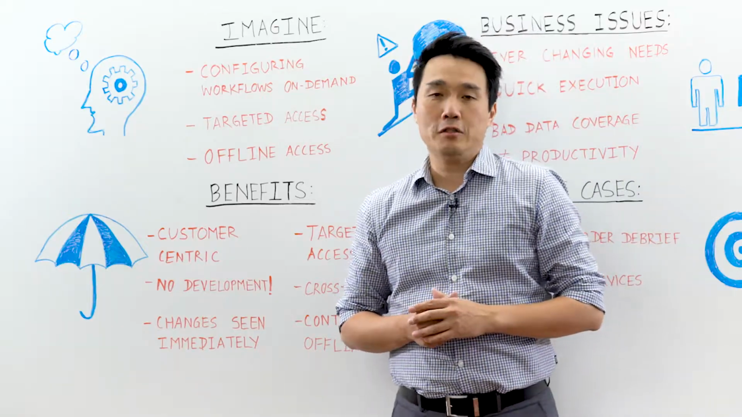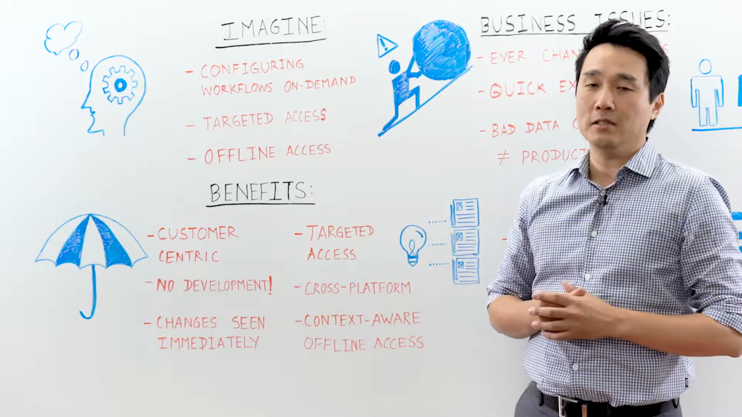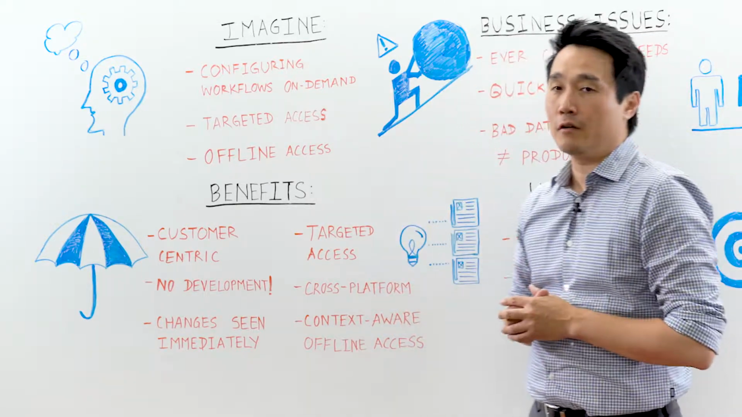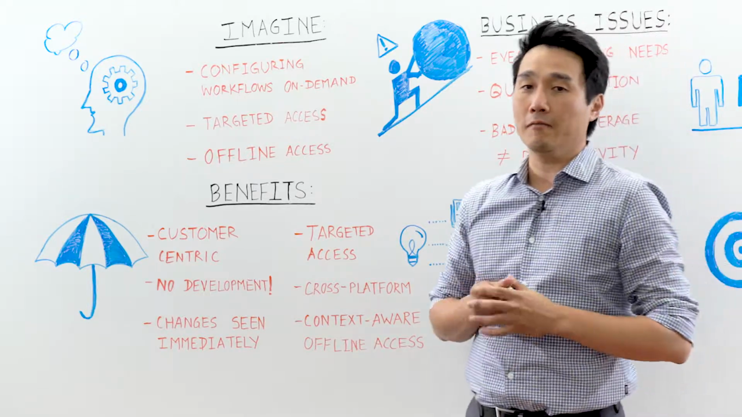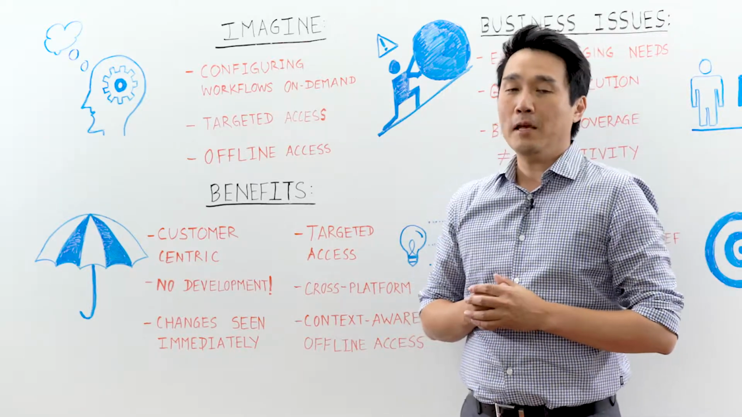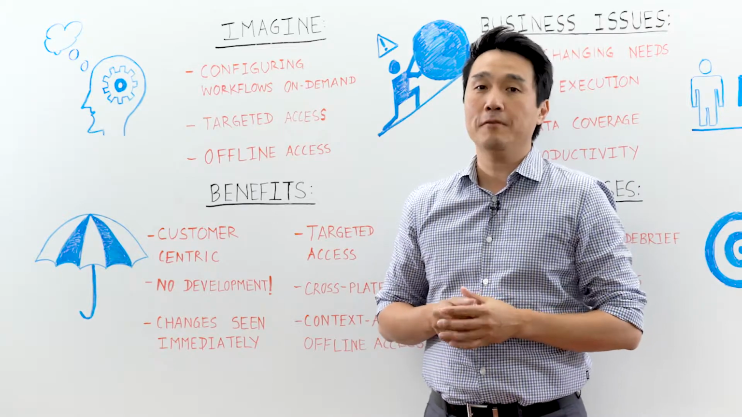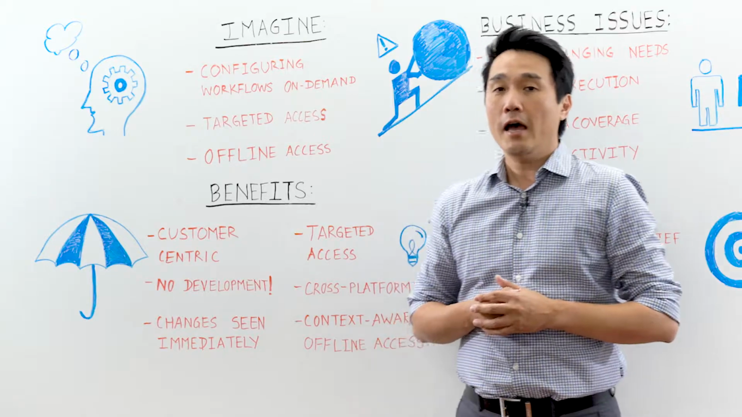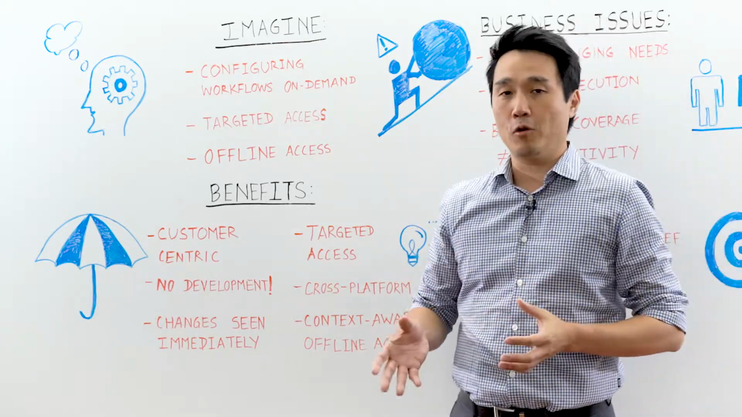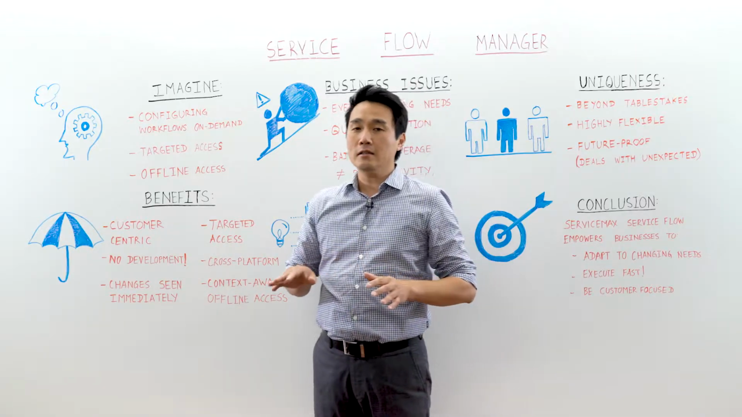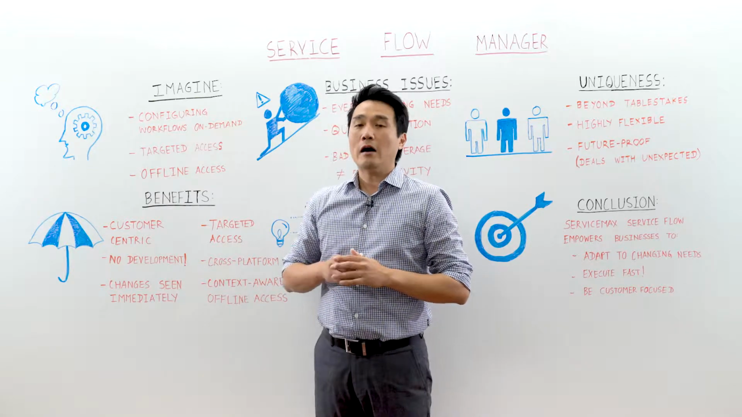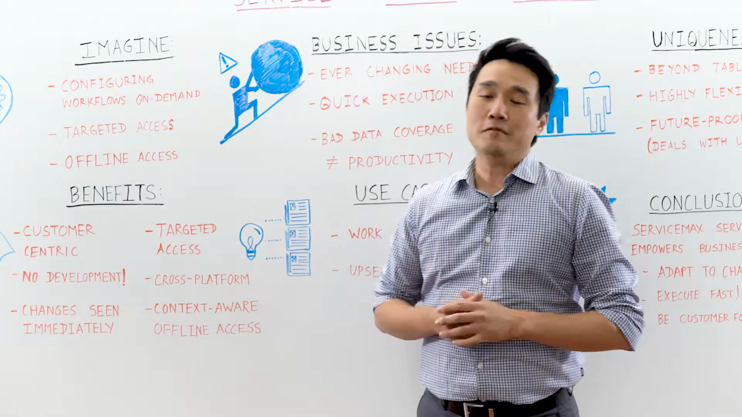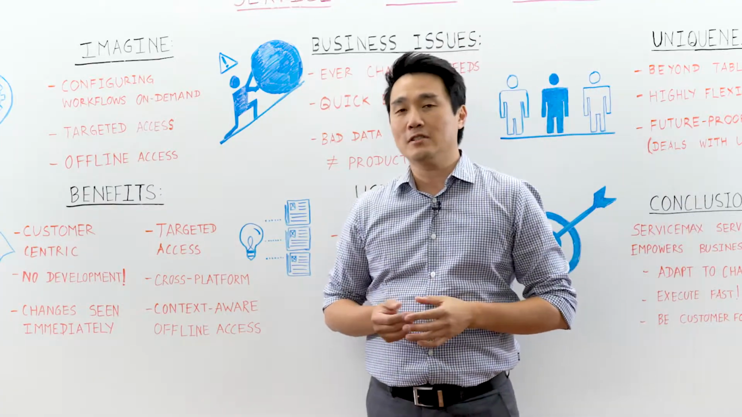Given that a field service mobile app needs to align to business processes, imagine if you had the ability to configure workflows and make them instantly available. And not only that, but be able to target that workflow to specific users depending on their skill set, their certification, and their requirements, as well as the specific type of work they're performing. Meanwhile, making it all instantly available offline without having to go through the App Store or anyone having to write any line of code.